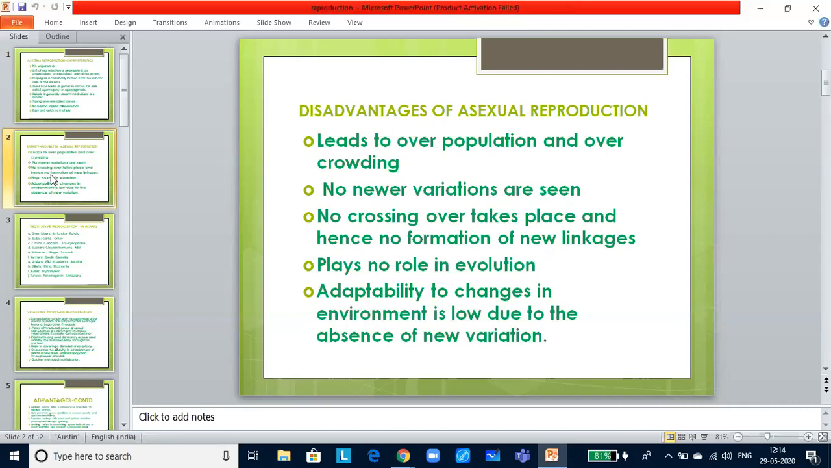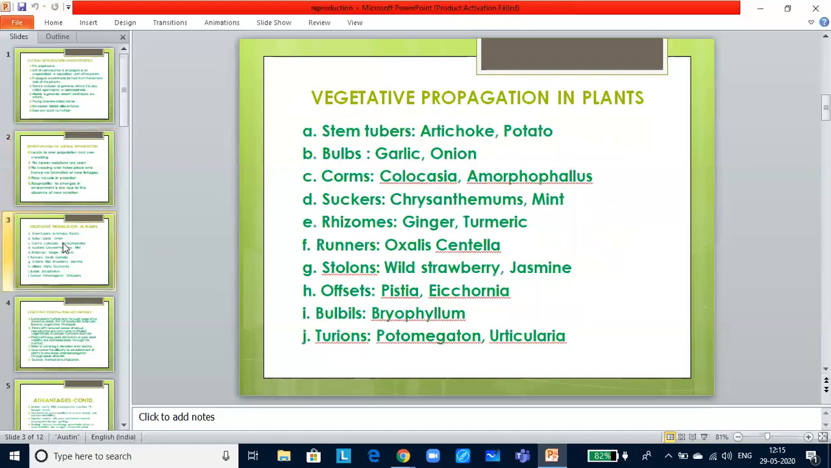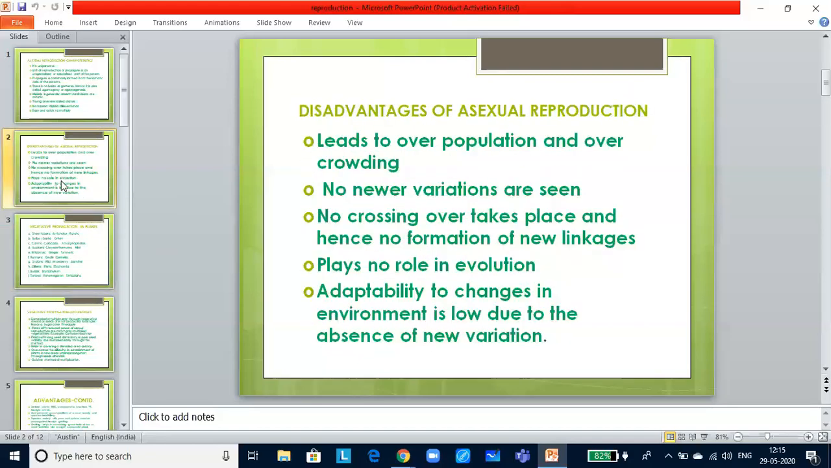Variations are the tools for evolution, and when there are no variations, asexual reproduction does not really play a very big role in evolution. Now, if you look at the organisms, their ability to adapt to changes in the environment is low due to the absence of new variation. So, this is about the disadvantages of asexual reproduction.